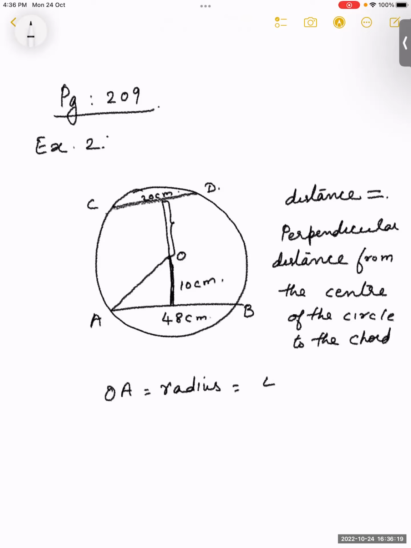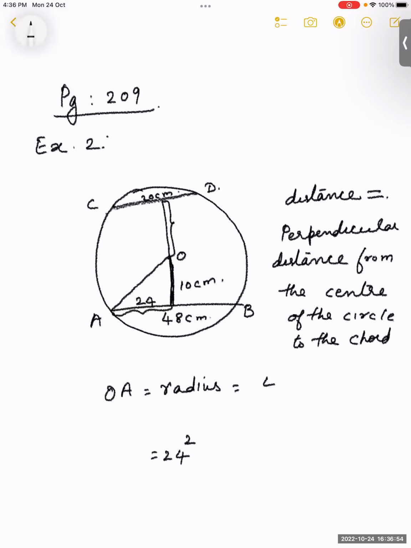So what does a perpendicular do? A perpendicular from the center halves the chord. So this distance is going to be 24, since 48 by 2 is 24. Now we have two sides, and the third side we can easily calculate.